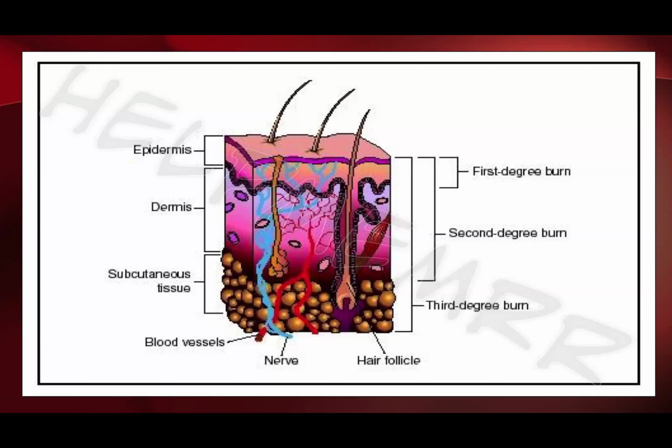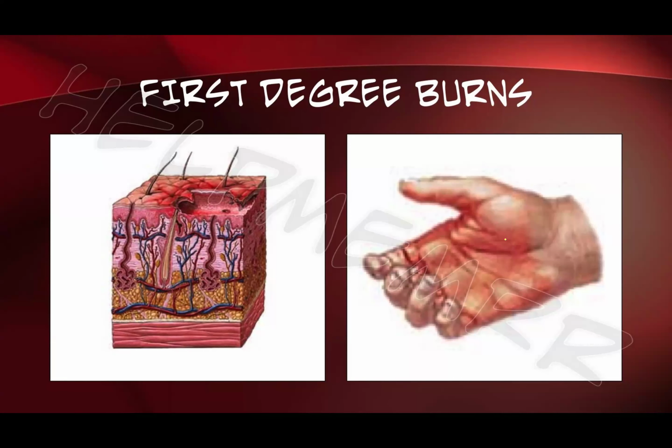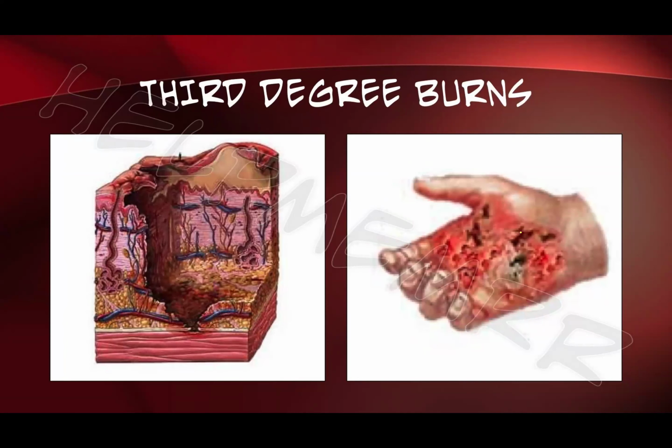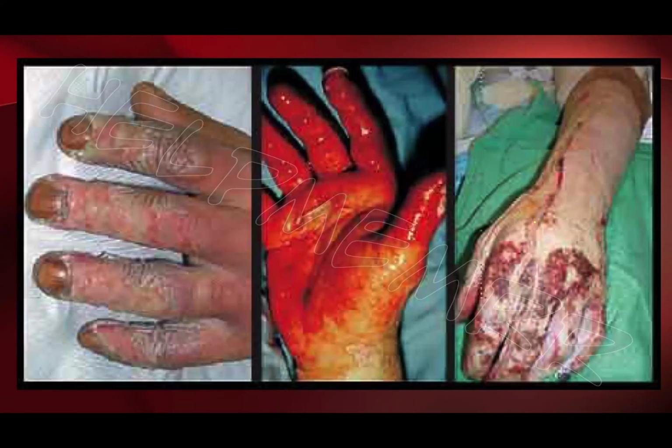So we take a look: epidermis, dermis, subcutaneous. First degree burn, epidermis. Second degree burn, into the dermis. Third degree burn, into that subcu layer. Some more cool pictures: first degree burns deal with the epidermis, second degree burns go into the epidermis and upper portion of the dermis, third degree burns go into the lower portion of the dermis into the hypodermis. Third degree burns can sometimes give you this red to gray to black looking color.